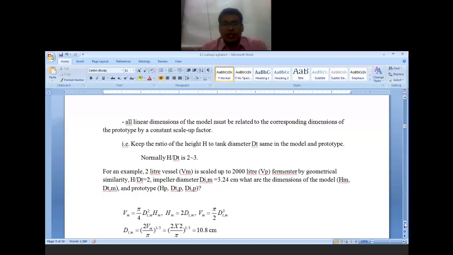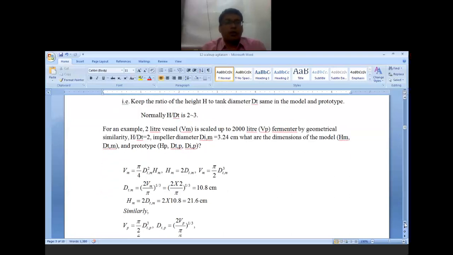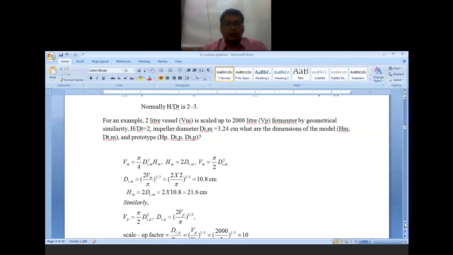Now this is the second case we will consider. First case we have considered as H upon dt equal to 1. Now we are considering H upon dt equal to 2. So consider the example. For example, a 2-liter vessel is scaled up to a 2000-liter fermenter by geometrical similarity, where H upon dt is equal to 2, that means H equals 2 times the tank diameter.